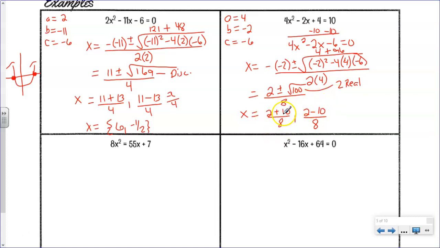So 2 plus 10 is 12, so this would be 12 over 8, and then we have to simplify that. 4 will go into both of those numbers: 4 goes into 12 three times, and 4 goes into 8 twice. So that's 3 halves. Then 2 minus 10 is negative 8 over 8, which equals negative 1. So my final answer is 3 halves and negative 1. Again, that would cross the axis twice, so 2 real.